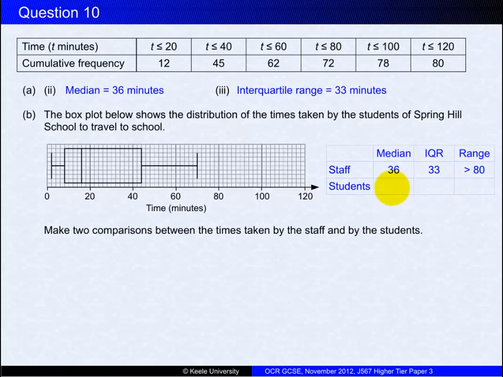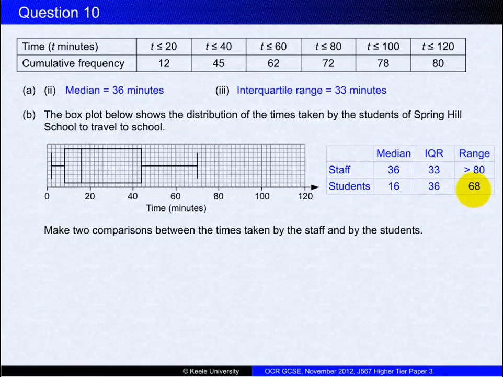For the students, the median is this middle line here. Using the same scale as before, it's 2 little squares below 20, so that will be 16. The interquartile range will be 44 minus 8, so that's 36. And the range will be 70 minus 2, so that's 68.